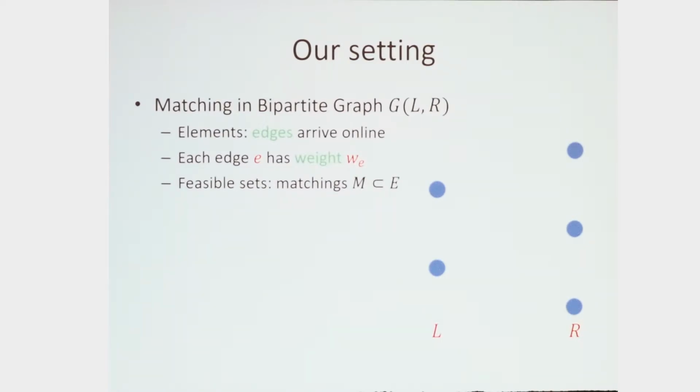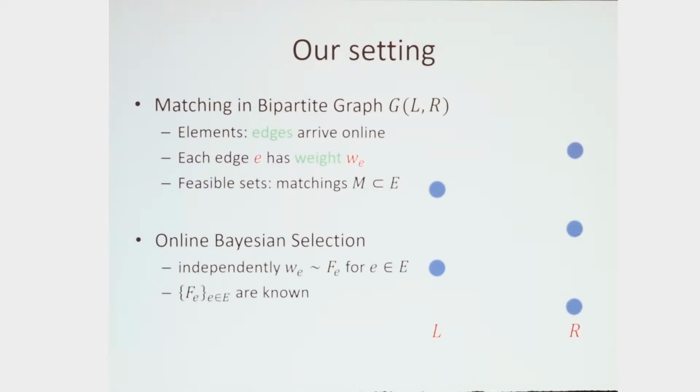They arrive one by one online, and each edge has a weight W. Each edge can have a different weight, and we're interested in selecting a subset of edges which must form a matching. So all feasible sets that we can select must be a matching. We are talking about an online Bayesian selection problem, which means the weights are drawn independently from some distributions, and this set of distributions is known in advance. So we know the set of edges that are going to arrive and from which distributions the weights will be drawn, but we don't know the order.